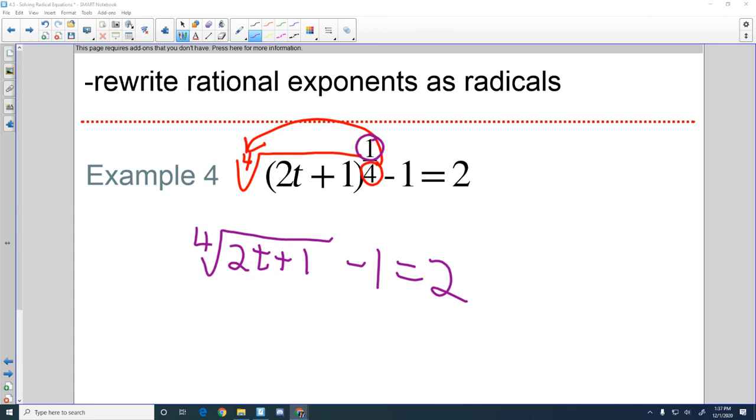Now once you get that answer, what do you think you need to do? Plug it in. Did I give you an extraneous solution right off the bat? What? Does that sound like something I would do? Maybe.